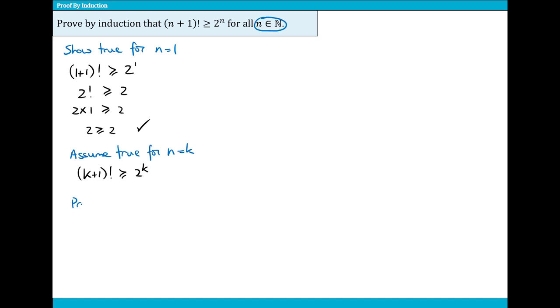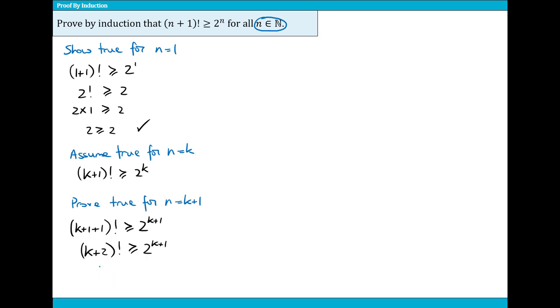And then we want to prove true for n equals k plus 1. So we're going to go one step further. So where we have an n plus 1, that's going to be a k plus 1 plus 1, replacing the n with a k plus 1. Factorial is greater than or equal to 2 to the power of k plus 1. We're going to tidy up the left hand side. So k plus 2 factorial is greater than or equal to 2 to the power of k plus 1. So this is what I'm trying to prove.